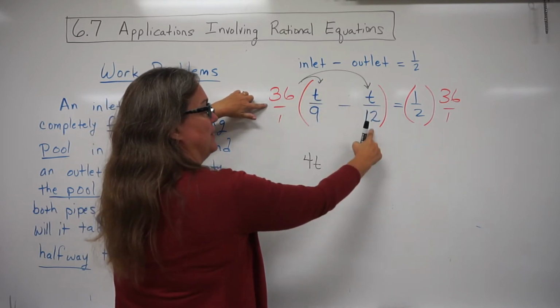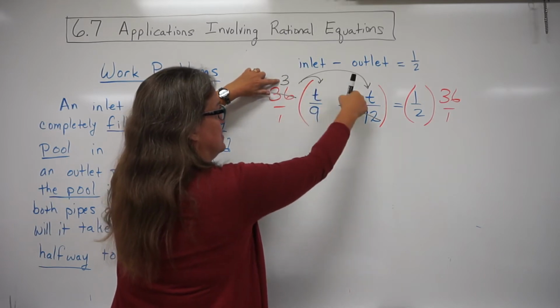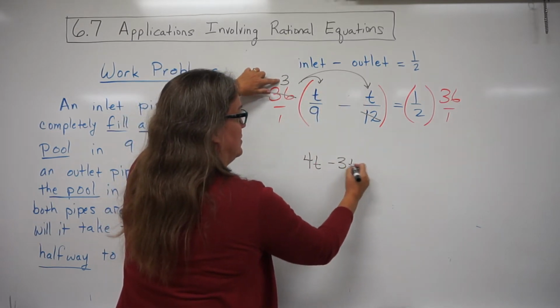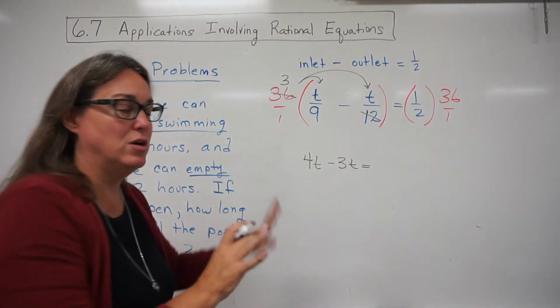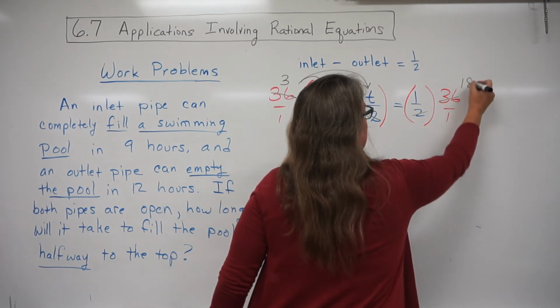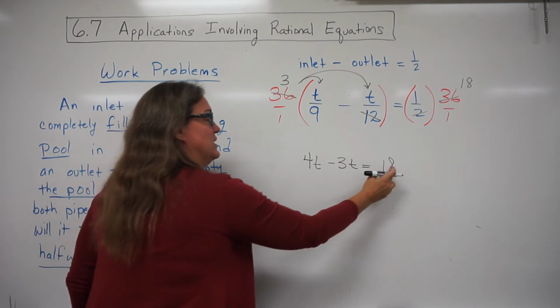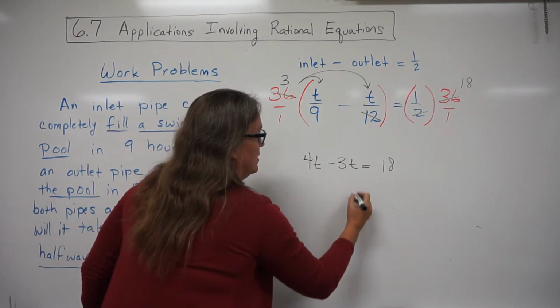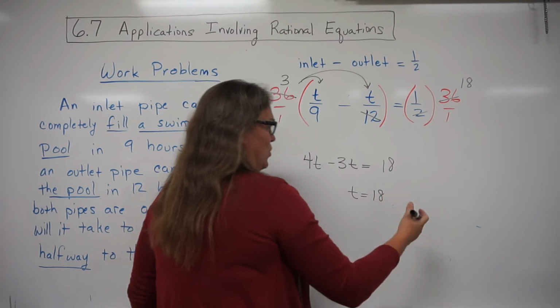Then multiplying by the next term, 12 goes into 36 3 times. So we get 3t. Over here, we just have straight up fractions, no variables in there at all. 2 goes into 36 18 times. 4t minus 3t is equal to 18. So that's just 1t, or just t. That's 18. Well, what does that mean?